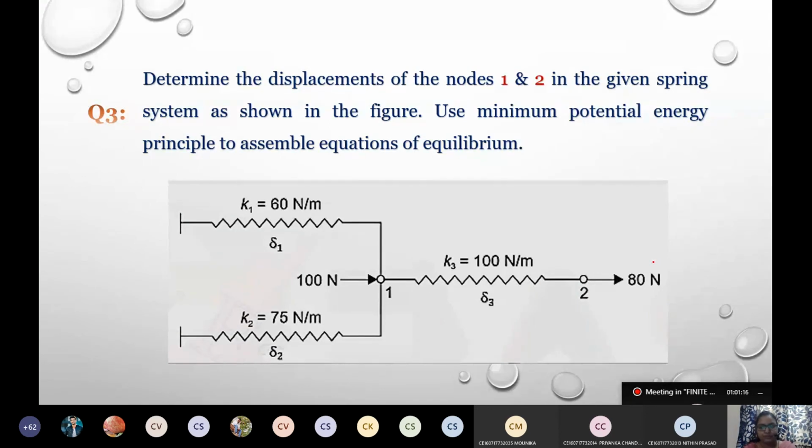Take the problem, take the figure clearly. See here it is clearly mentioned. K1 is associated with delta 1. That is the stiffness of spring 1 and the other one is the extension in spring 1. And the value of stiffness is given for individual springs. And at both the nodes, we have 2 different loads acting in the same direction.